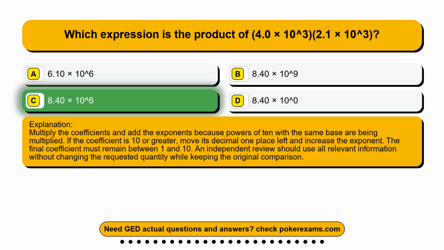Multiply the coefficients and add the exponents because powers of 10 with the same base are being multiplied. If the coefficient is 10 or greater, move its decimal 1 place left and increase the exponent. The final coefficient must remain between 1 and 10. An independent review should use all relevant information without changing the requested quantity while keeping the original comparison.